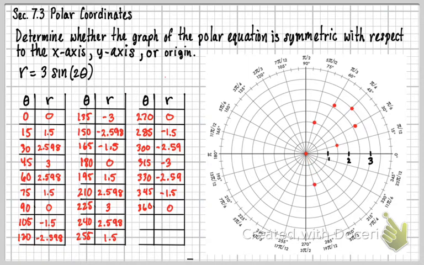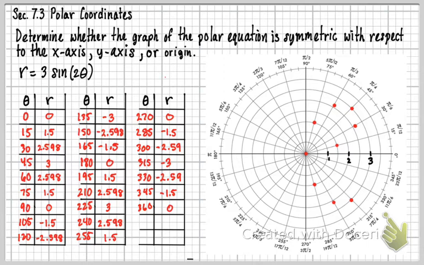So then at 120 degrees, which is here, it's going to be negative 2.598. So it's going to come out the other side. It's going to be a little bit past 2.5. Okay, and that's going to be there. And then the next one's going to be negative 3 at 135 degrees. So again, that's going to shoot through the other side, and that's going to be there.